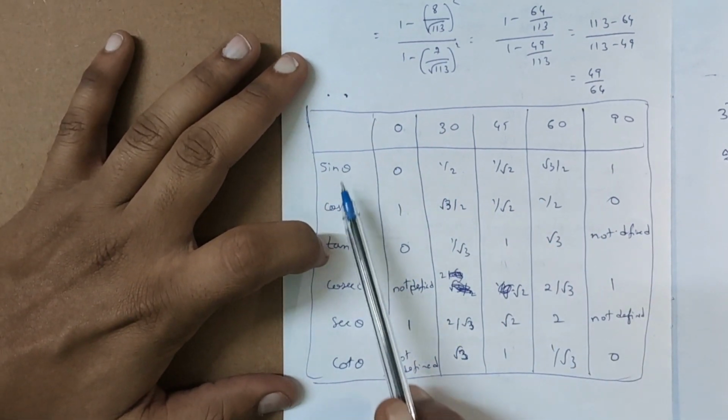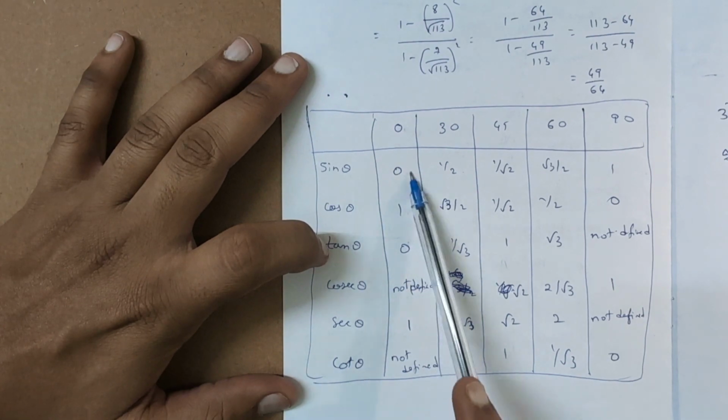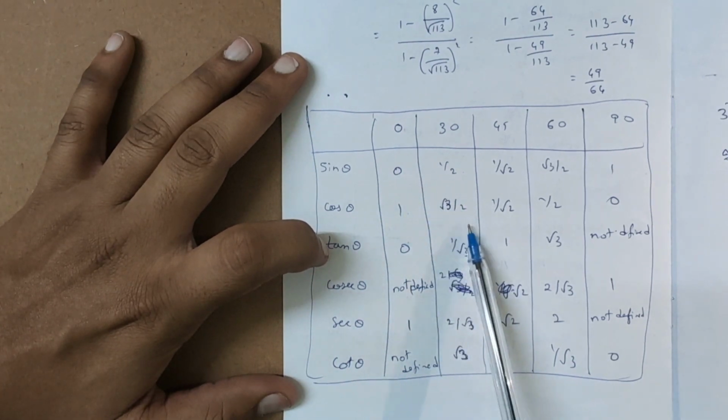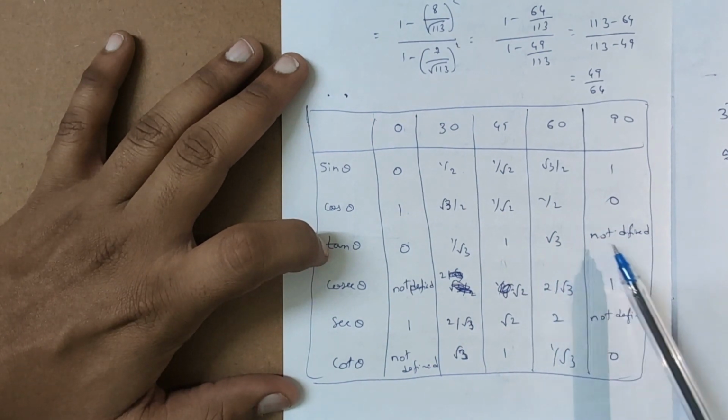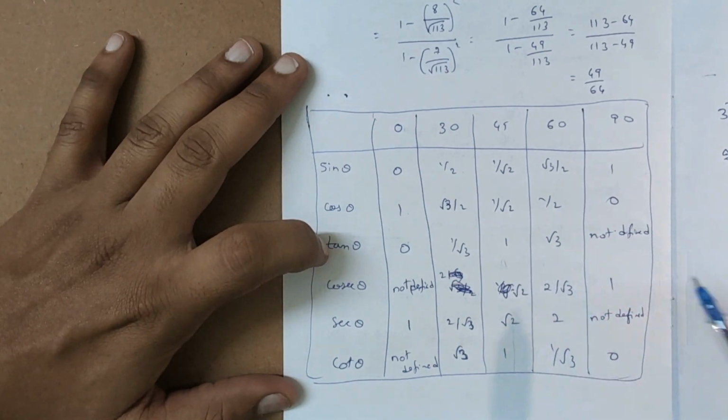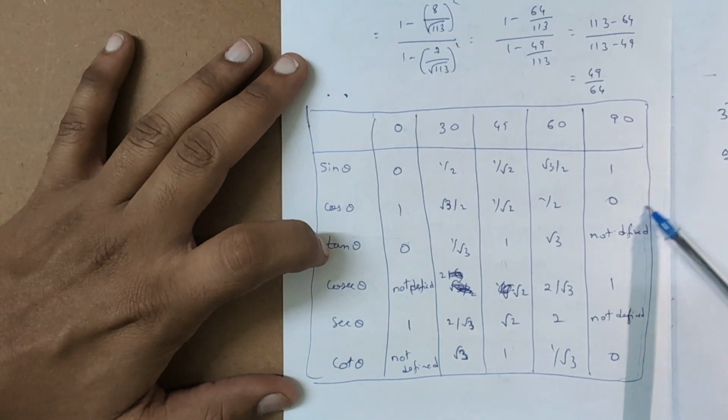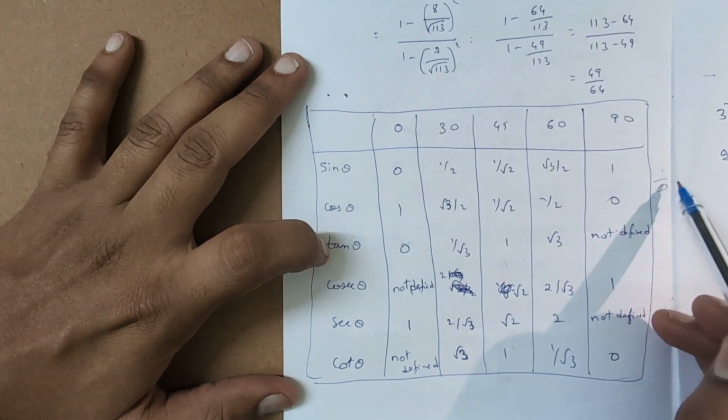Tan theta, as I mentioned, is sin theta by cos theta. So 0 by 1 is 0, 1 by root 2 divided by 1 by root 2 is 1, 1 by 2 divided by root 3 by 2 is 1 by root 3, then root 3 by 2 divided by 1 by 2 is root 3, and here it will be not defined. Why is it not defined? Because 1 by 0, anything by 0, you can say it as infinite or not defined.